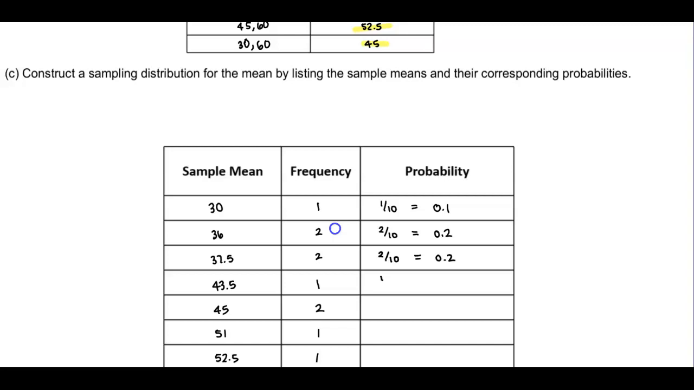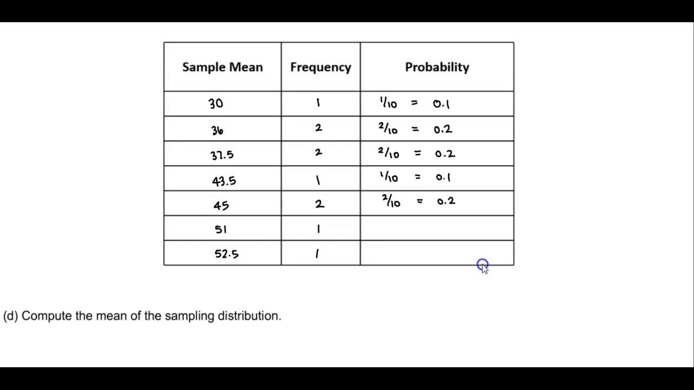For 43.5, we had one of those out of 10, which is 0.1. For 45, we had 2 out of 10, which is equal to 0.2. And then for 51, we had 1 out of 10, which is equal to 0.1. And for 52.5, we also had 1 out of 10, which is equal to 0.1.